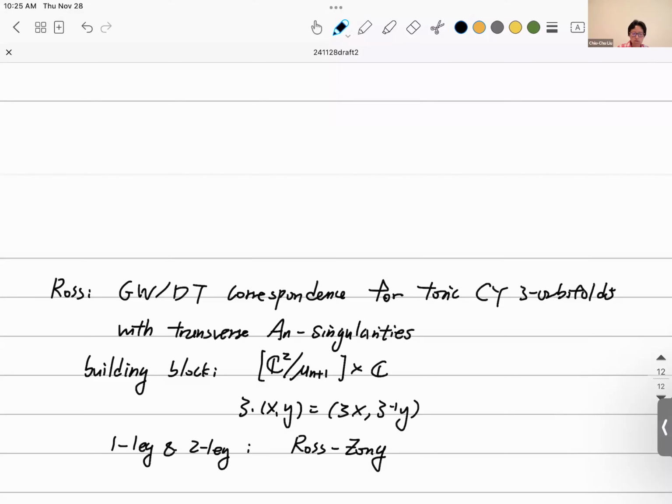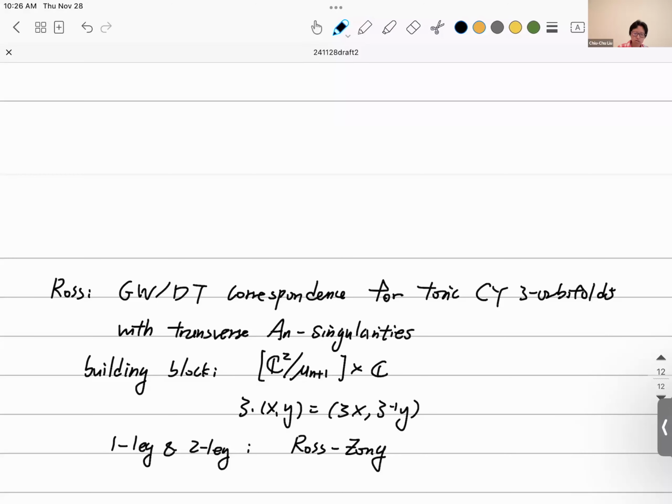Not the most general C^3 mod G, but it's given by C^2 mod μ_{m+1}. So if you take the stacky quotient, it's smooth, where the weights on the x and y coordinates are opposite. So it's a toric Calabi-Yau surface times C. If you consider just the usual quotient, C^2 mod μ_{m+1}, you get an A_n singularity.